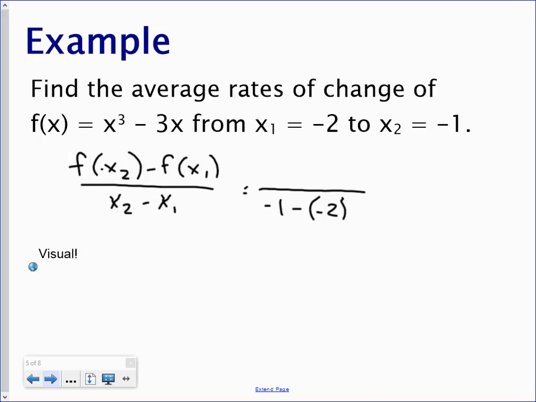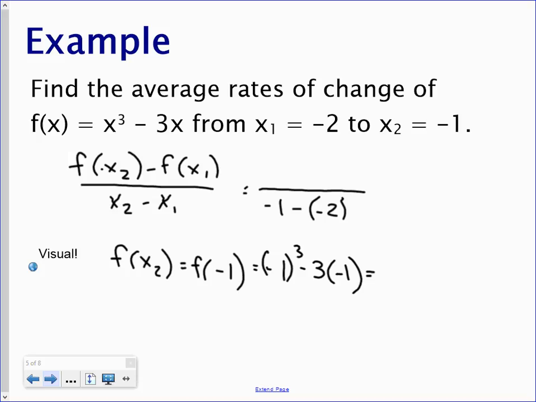Okay. So f of x sub 2 is really f of negative 1. Just plug negative 1 in for x and see what I get for y. Okay, so that will be negative 1 cubed minus 3 times negative 1. That's negative 1 plus 3, or 2. Okay, so that's just basic computation there.